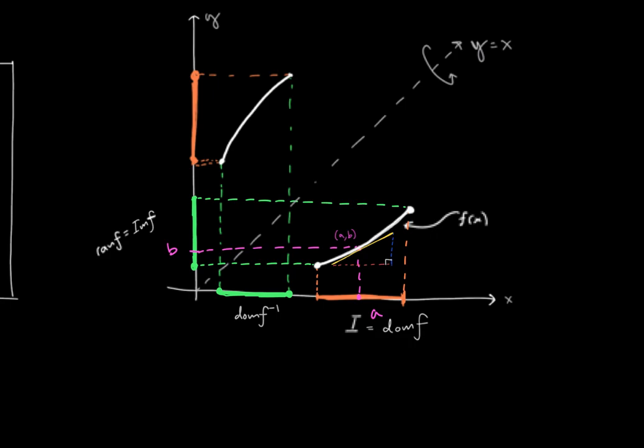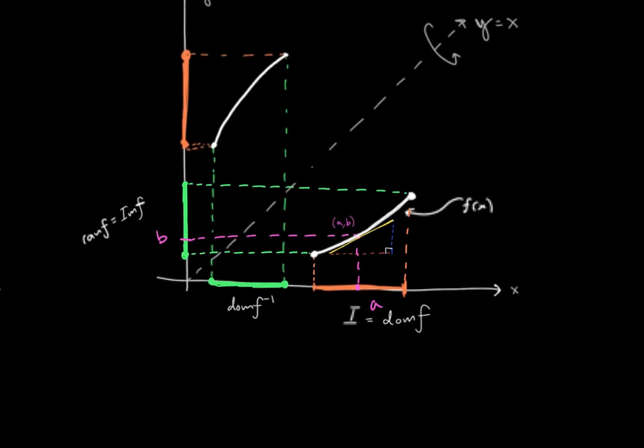Okay. So this yellow, or f prime of a, is equal to blue over red. So that's the blue, the rise, over the red, the run.